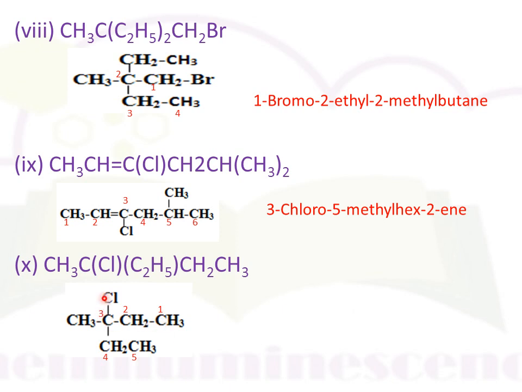Now collect the names of the fragments. At the 3rd position methyl is present. At the 3rd position chlorine is present. And the parent chain is a 5 carbon chain. Hence the name of the compound is 3-chloro-3-methyl pentane.